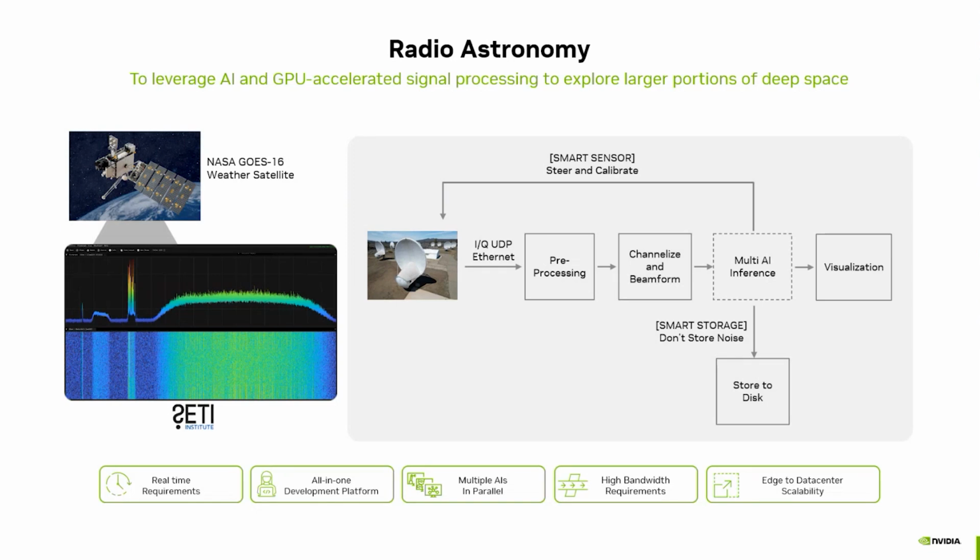As you see the pipeline, you see again, a lot of commonality across the board, the real-time and low latency requirement, all in one development platform, having multiple AI inferences and AI models running in parallel, high bandwidth, in addition to the low latency is a requirement here, and obviously scalability from edge to data center. So you saw all those commonality across the three use cases from surgery to satellite.